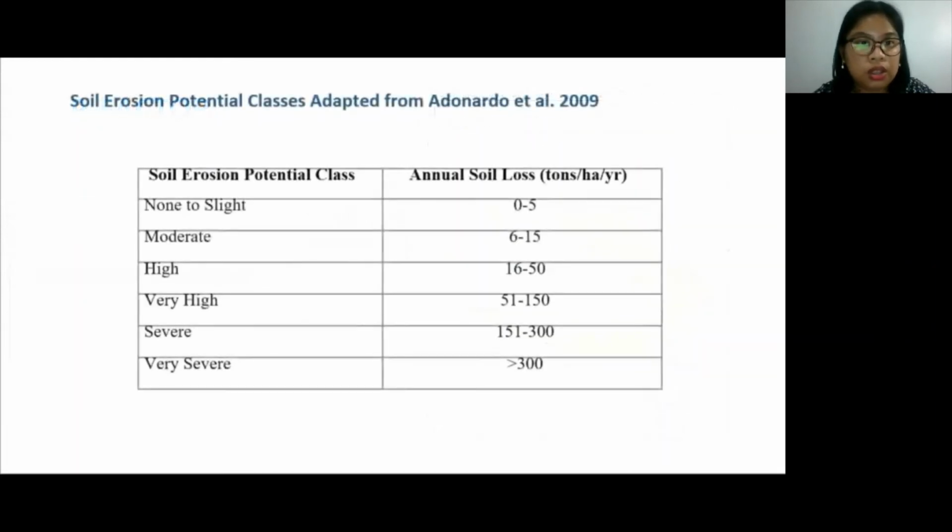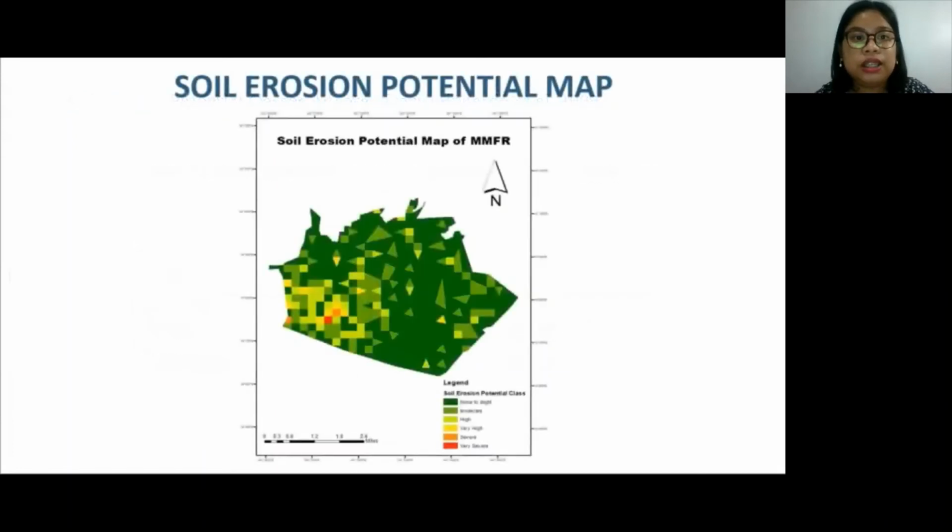So these are the soil erosion potential classes. The annual soil loss in tons per hectare per year was classified into these classes: none to slight, moderate, high, severe, and very severe. So here's the soil erosion potential map.